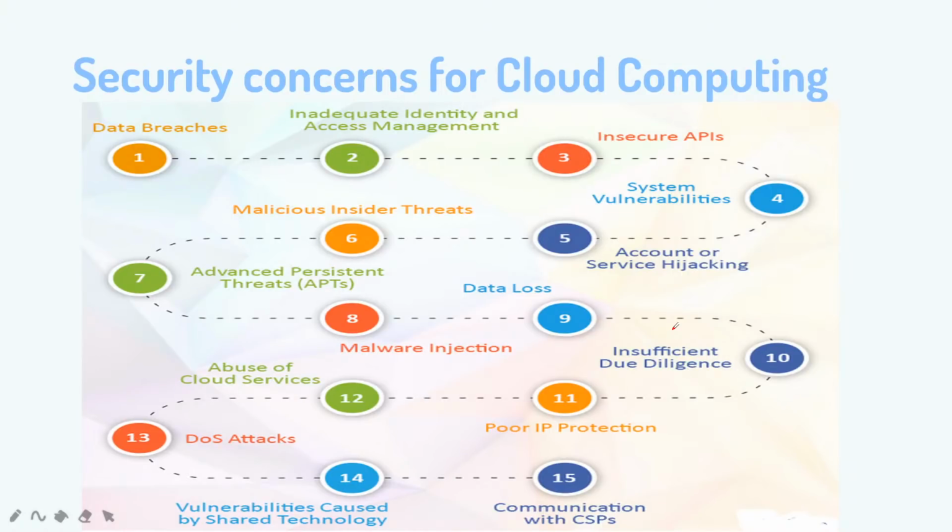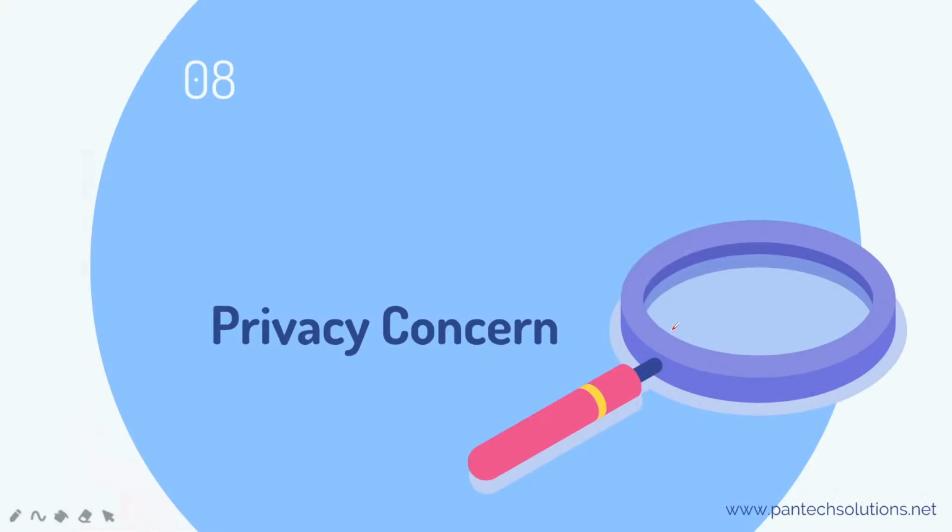They can't know, but Gmail will not know whether you or any other person is logging in. Okay, so these are access management and insecure APIs, system vulnerabilities, account hijacking and malicious insider threats, and data loss. And malware injection, DDoS attack. In DDoS attack we have different types of attacks like black hole attack, wormhole attack, man in the middle attack. Okay, so all of these are some of the security concerns of cloud computing.